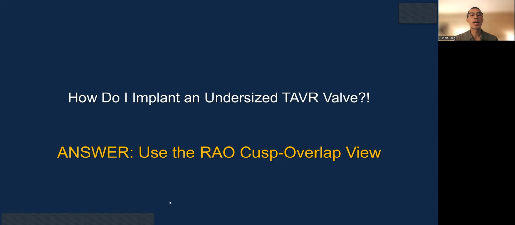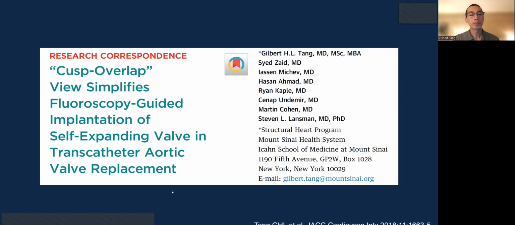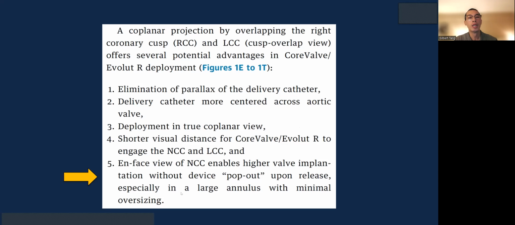So how do I implant an undersized TAVR valve? The answer at the time would have been to use an RAO Cusp Overlap view. This was the first paper that described the Cusp Overlap view, published in 2018 after a few years of work already. At that time, the concern was not so much about the pacemaker as actually trying to get an en face view of the non-coronary cusp to enable higher valve implantation, to seal against the annulus in the case of undersizing without device pop-up.